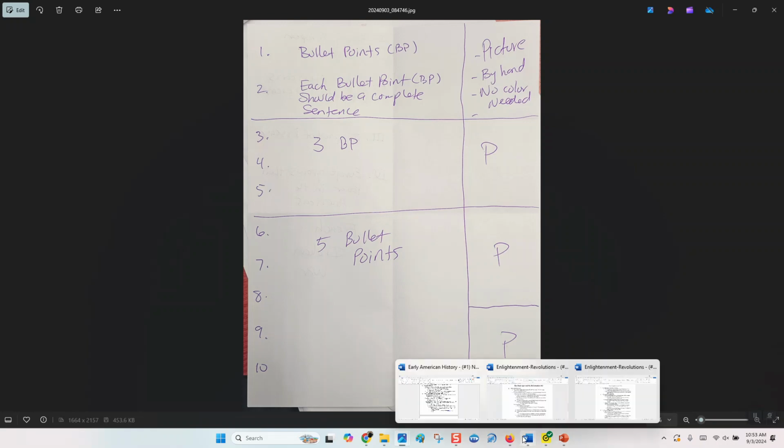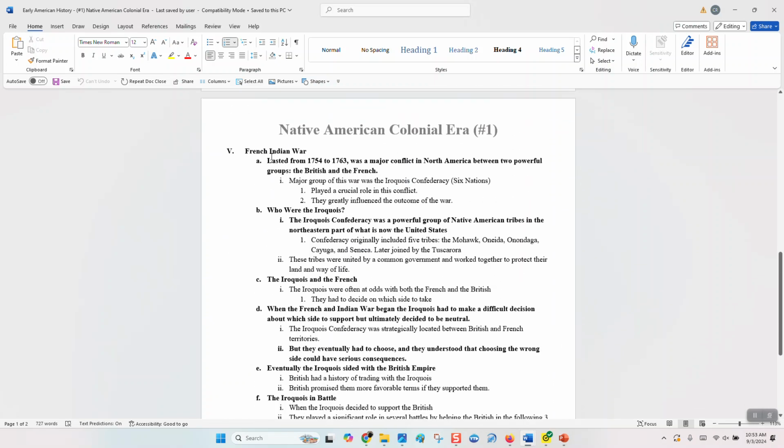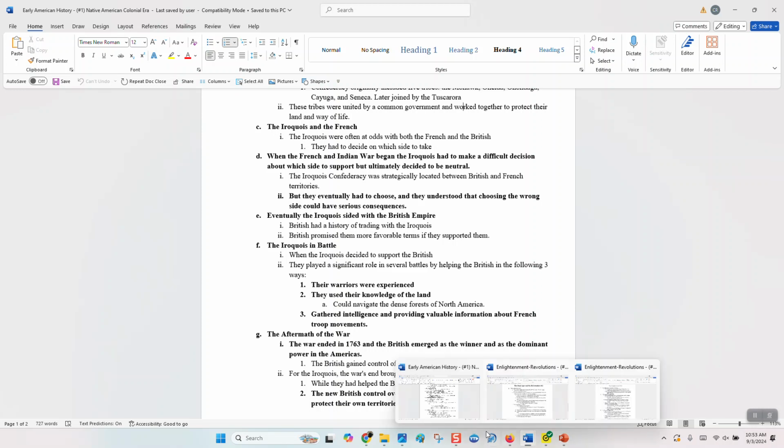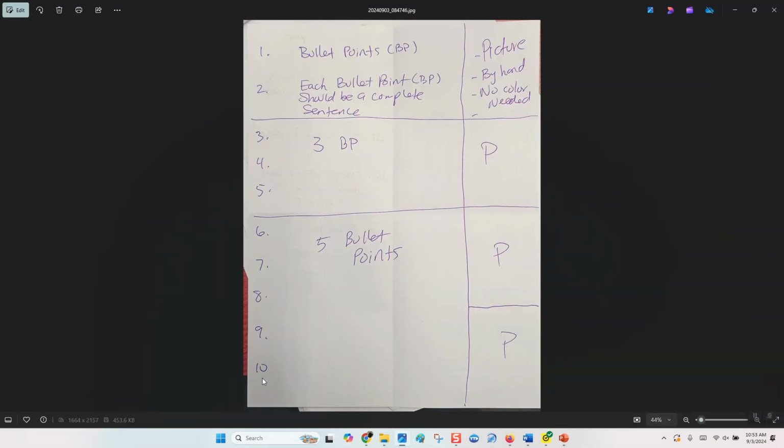Section 5, since it is the entire second page, the French and Indian War, all of this is section 5. For that one you need to write 5 bullet points. So see, 1, 2, 3, 4, 5. If you put 2 on the first 2 sections, 3 on the next 2 sections, and 5 on the last one, overall you're writing 10 bullet points. They're all main ideas, and they're all in complete sentences.